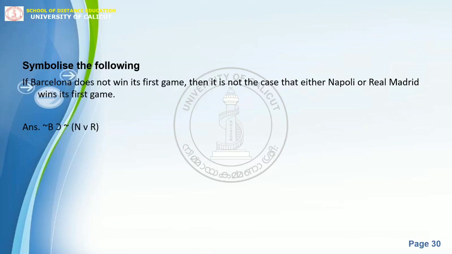Now we can have a look at how to symbolize the following statement: if Barcelona does not win its first game, then it is not the case that either Napoli or Real Madrid wins its first game. First of all, we have to have in mind what we will use for abbreviation. For Barcelona we use B, for Napoli N, and for Real Madrid R. So we can symbolize it as negation B implies negation of N or R.